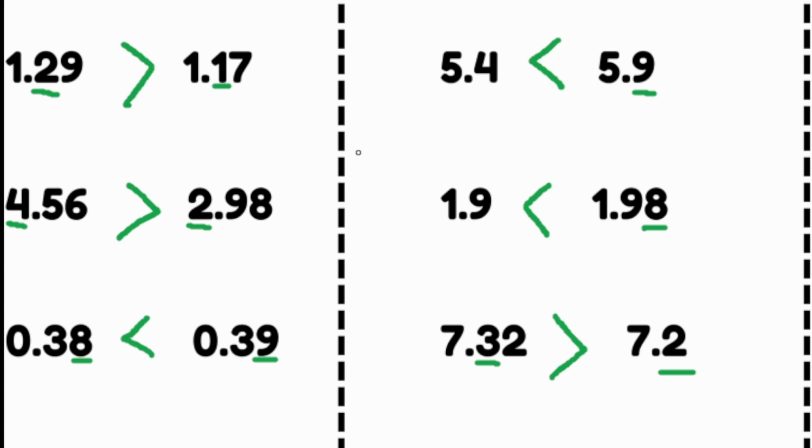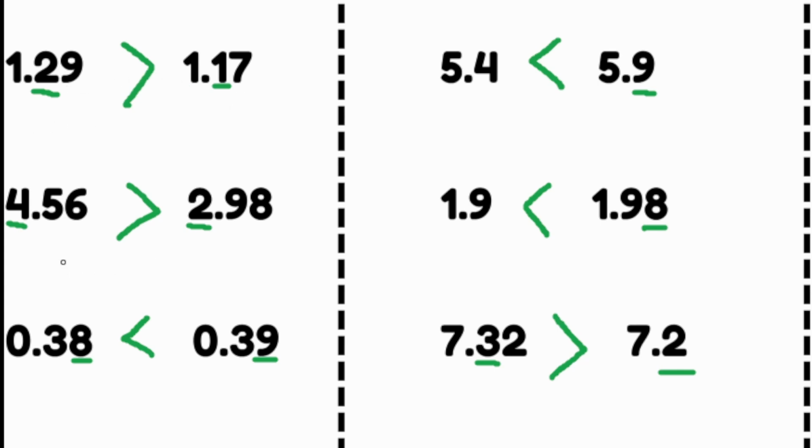Okay, so if you take a look here, I showed you the correct symbol and I underlined the place value that tells you why it's correct. So in the first one, we have 1 and 29 hundredths compared to 1 and 17 hundredths. Now 1 and 29 hundredths is greater because we have a 2 in the tenths place compared to a 1 in the tenths place. Since 2 is greater than 1, that makes 1 and 29 hundredths greater.